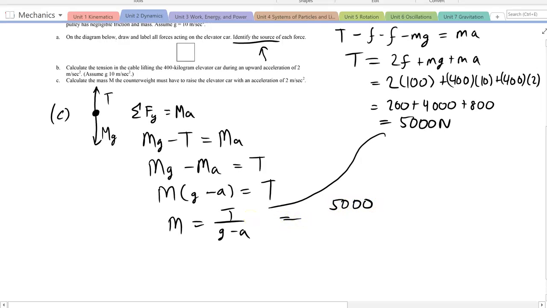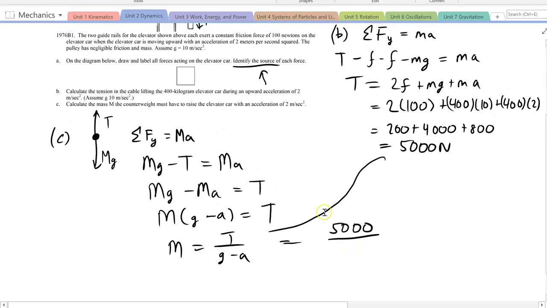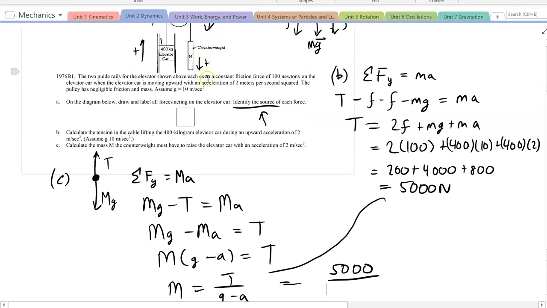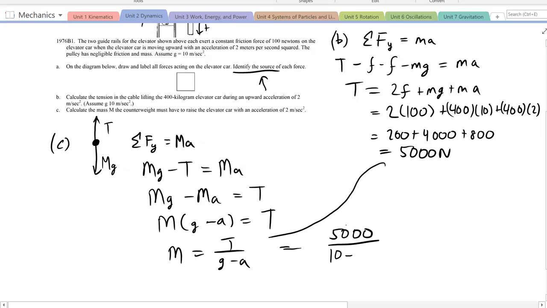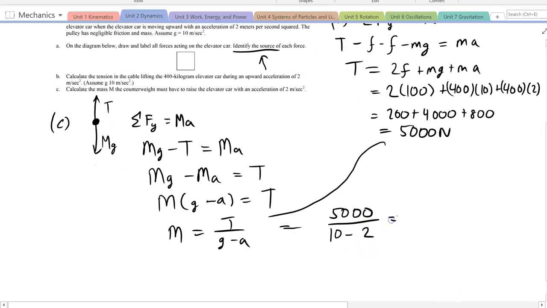What is the gravity? It's 10, right? Is it positive or negative 10? Well, by the convention, downwards on the right side is positive, so it should be positive 10. And then you subtract the acceleration, which is 2, and since the counterweight is going downward, it should also be a positive value. So it's 5,000 over 10 minus 2, which is 5,000 divided by 8, and using a calculator, it is 625 kilograms. That's the weight of the counter mass.